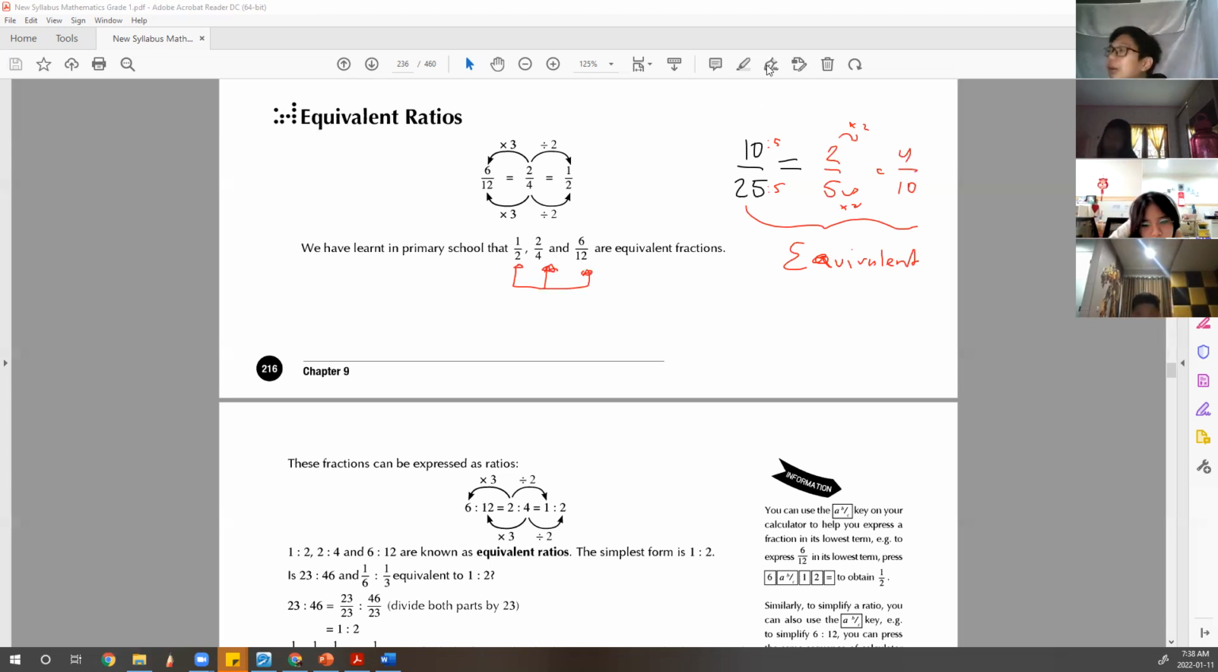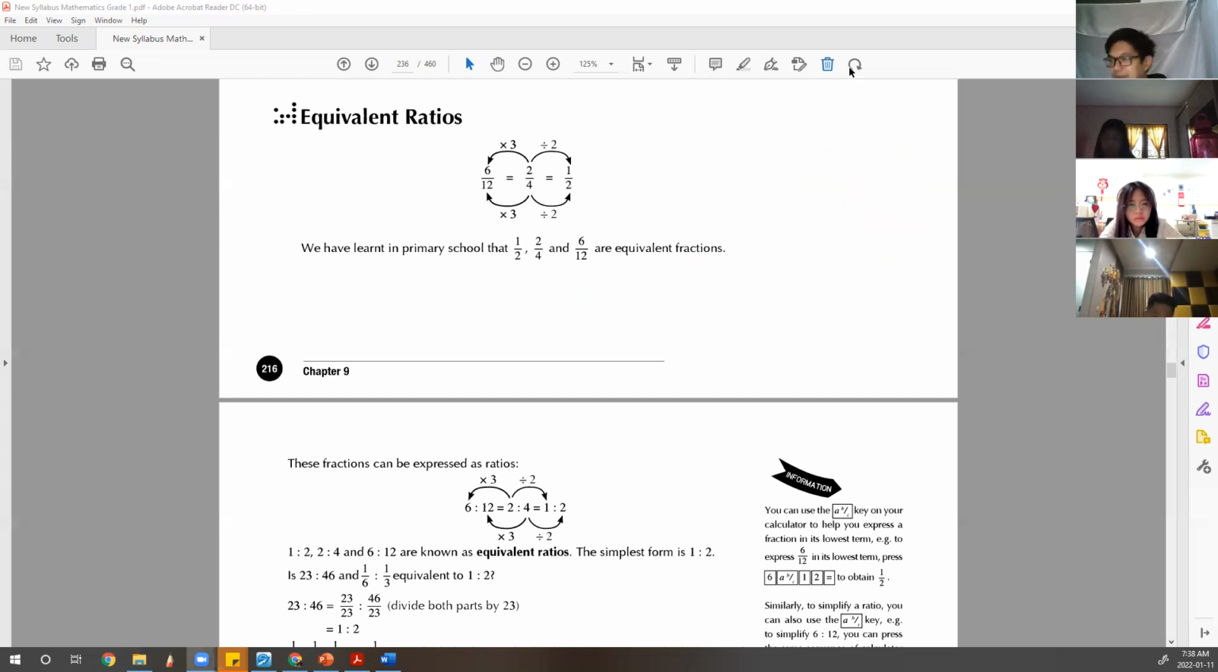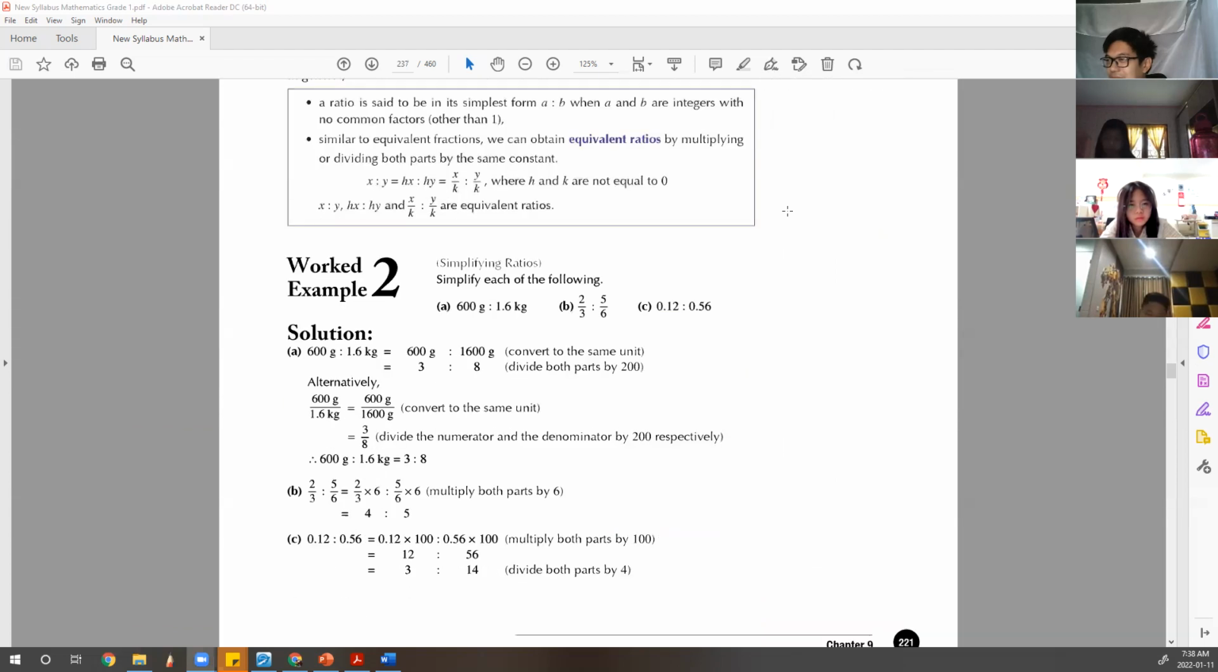Okay, so why do you have to learn this? Because ratios and fractions are indistinctive terms. Ratio and fraction are the same. Okay, let's go straight to an example.